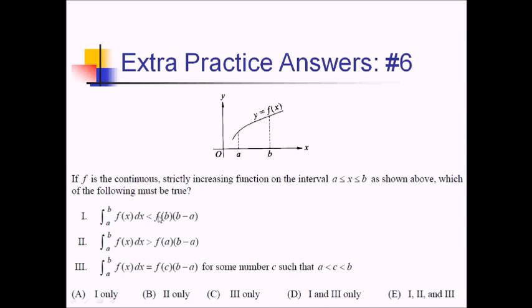And now this first one, they're saying that that area is less than f of b times b minus a. Well, what does that mean? B minus a is the base, and if you're multiplying it just by a single number like f of b, you're essentially finding the area of a rectangle that has a base of b minus a and a height of f of b. So this rectangle here. Now they're saying that the true area is going to be less than that, and that's going to be true.